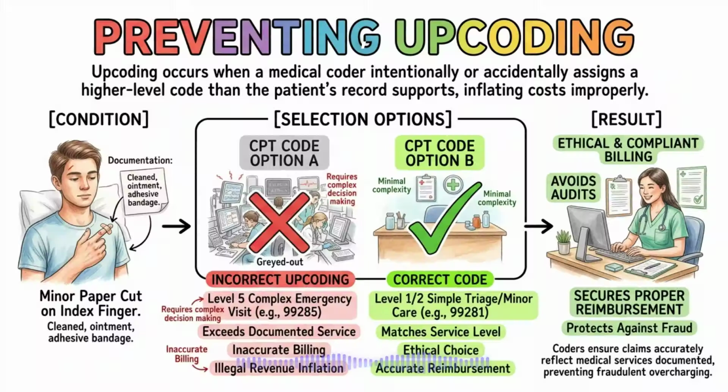Another major concept NCCI aims to prevent is upcoding. Upcoding occurs when a coder intentionally or accidentally assigns a code that represents a higher, more complex, or more expensive service than what the medical documentation actually supports. For example, coding a Level 5 emergency room visit when the patient only had a minor paper cut is a severe form of upcoding. Your exam will heavily test your ability to recognize unbundling and upcoding to ensure you understand ethical billing boundaries.